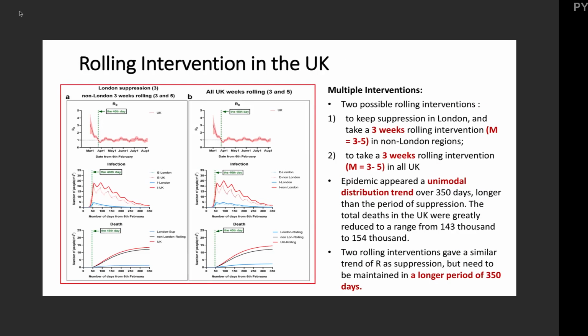Finally, if we look at the multiple interventions, we simulated two possible rolling interventions. One is to keep suppression in London and take a 3 weeks rolling intervention in the non-London area. The second one, we take a 3 weeks rolling intervention everywhere. The outbreaks appeared as a multimodal distribution over 315 days, longer than the period of suppression. But the two rolling interventions give a similar trend of R as suppression, but need to be maintained for a longer period.